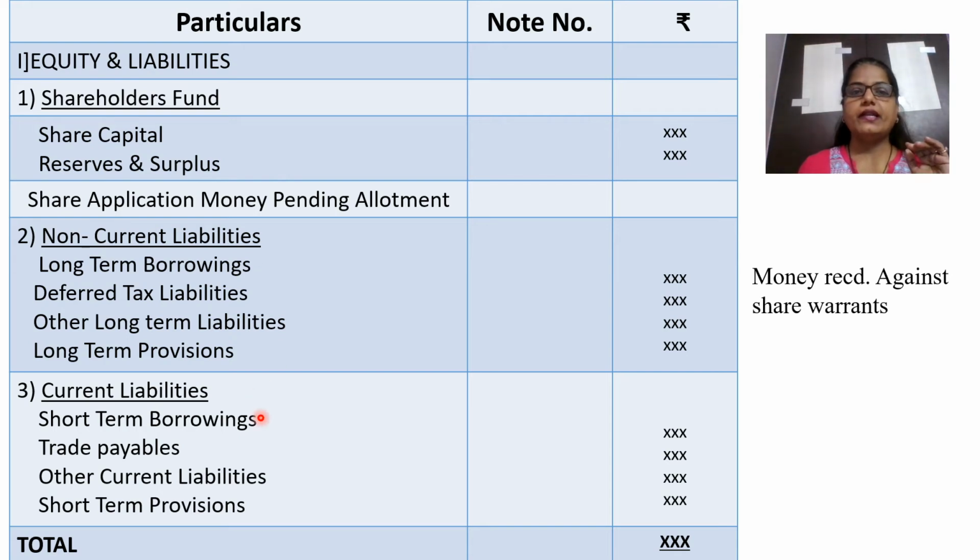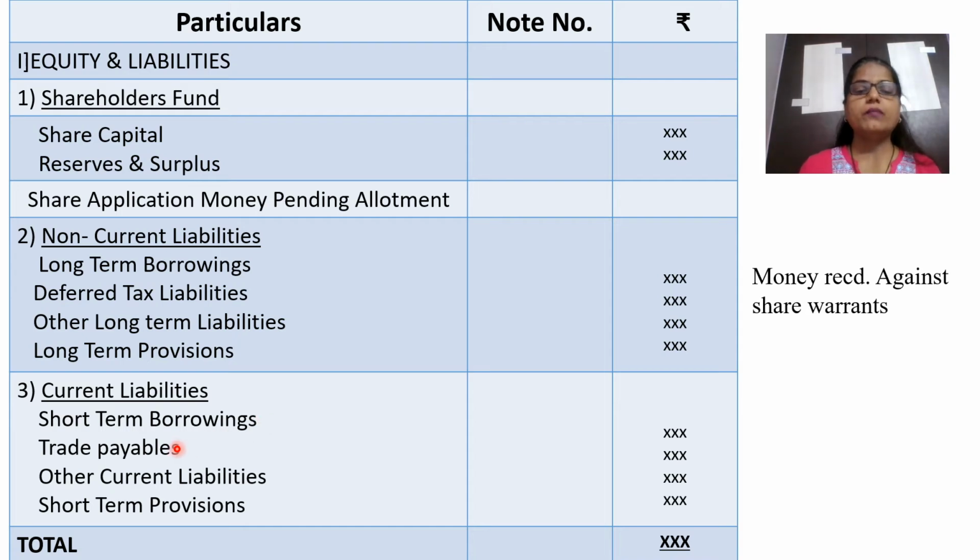इधर करंट लाइबिलिटी में हो गया शॉर्ट टर्म बोरोइंग. What comes in short term borrowing? Where we are going to see? Right, in notes to accounts. There we will see the details. कौन सा common items इसमें आता है? Those we are going to discuss in notes to accounts.